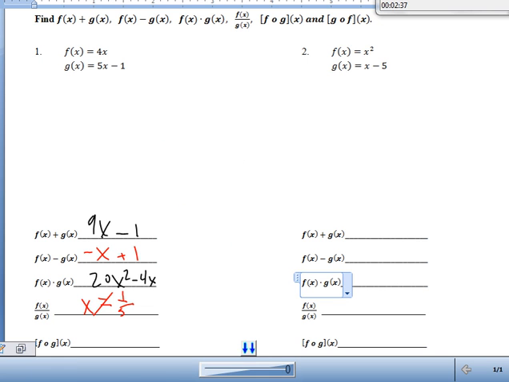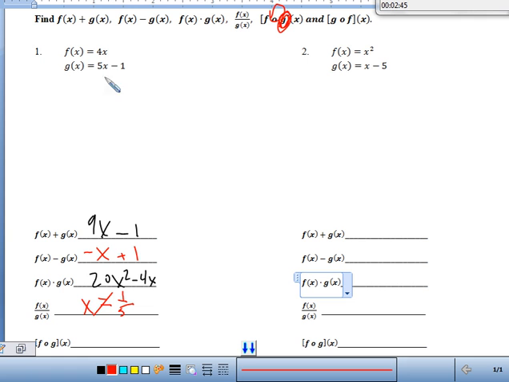Now, f of g of x and g of f of x asks me to actually replace, take this and plug it into f of x. So I have 4, and then instead of the x, I'm going to replace it with the quantity 5x minus 1, which is the function g of x, and then we'll distribute that through. 4 and 5x is 20x and minus 4.